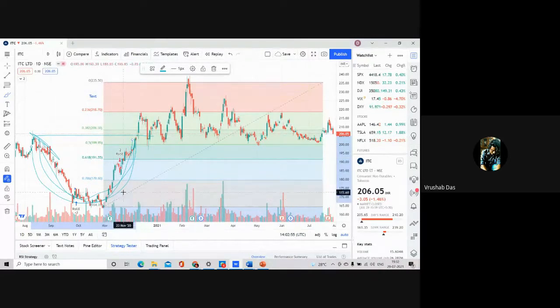The larger the size of the cup, the more base will be created, and the more chances of reversal will occur. More chances of reversal will occur if the size of the cup is larger, like from here to here.